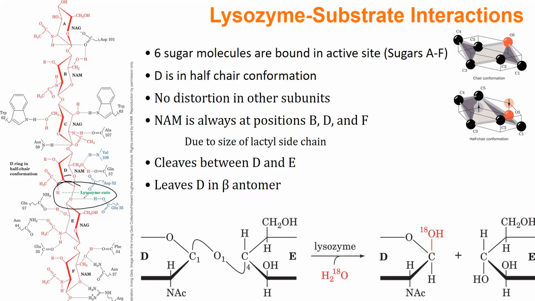And by doing this, lysozyme makes it easier to cut between the D and the E sugar, because you are inducing this steric effect. You are inducing this twist in the sugar.